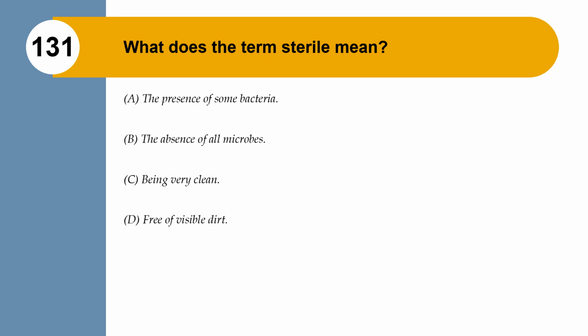Question 131. What does the term sterile mean? Option A, the presence of some bacteria. Option B, the absence of all microbes. Option C, being very clean. Option D, free of visible dirt.